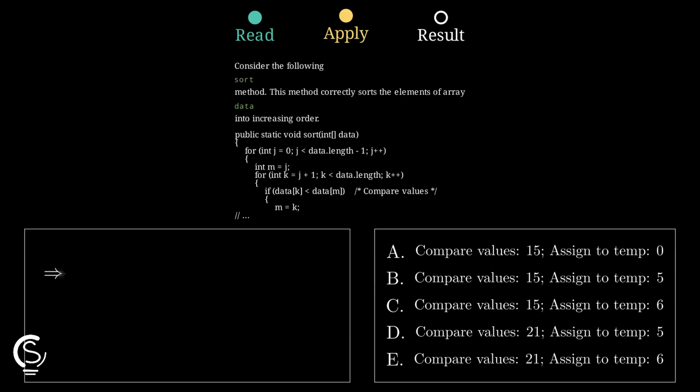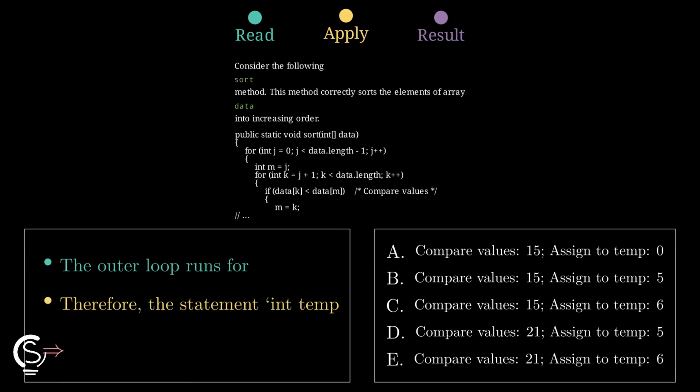Now we count the inner loop comparisons. For each outer pass, the inner loop checks all remaining elements. This creates a sum of 5 plus 4 plus 3 plus 2 plus 1. Adding those numbers gives exactly 15 comparisons. Combining our counts, 15 and 5 match our target perfectly.